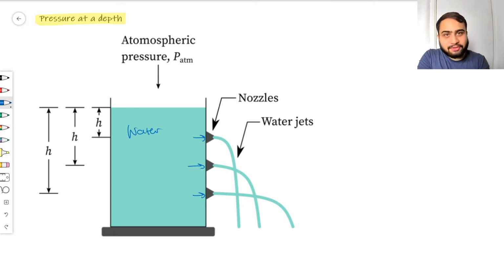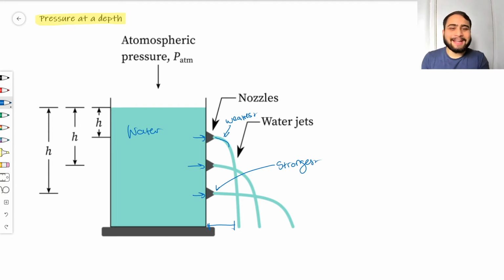Now what's really interesting is the shape of the water jets that come out of the nozzles themselves. So we can see that the nozzle right at the top is the weakest jet. So this is the weakest, weakest really meaning that it doesn't go very far at all, and as you can see from here to here, it doesn't go that far at all. Then the one at the lowest nozzle is the strongest. And of course the one in the middle is the middle one, but all we're really fussed about is the weakest one and the strongest one.